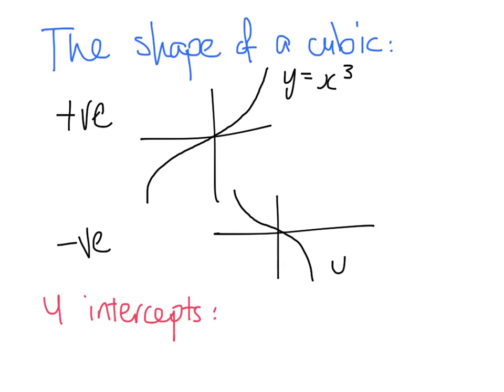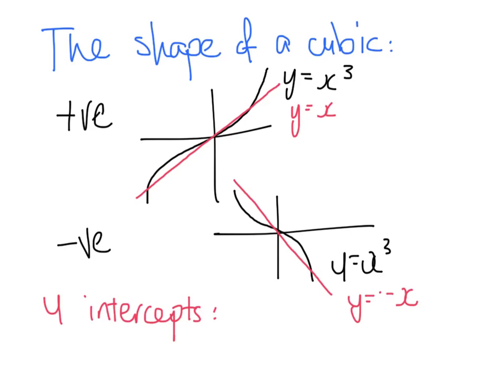And it runs much the same way as a linear graph does. So if we had just the graph y equals x, that would run in a straight line in the same sort of direction. If we had y equals minus x, again it would run from top left to bottom right. So they follow similar sort of patterns.